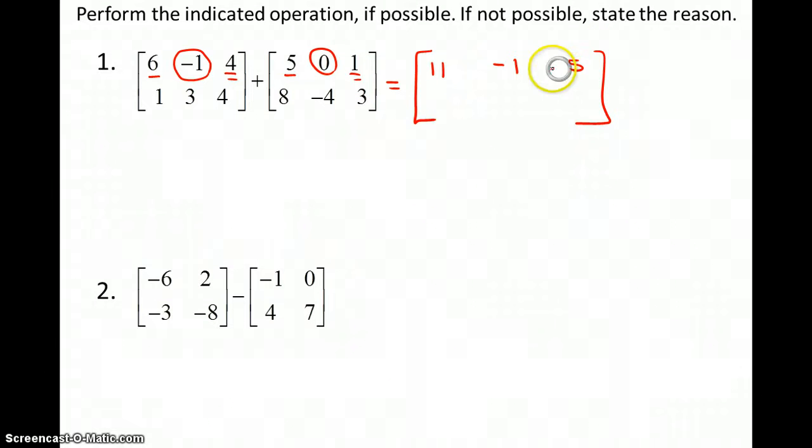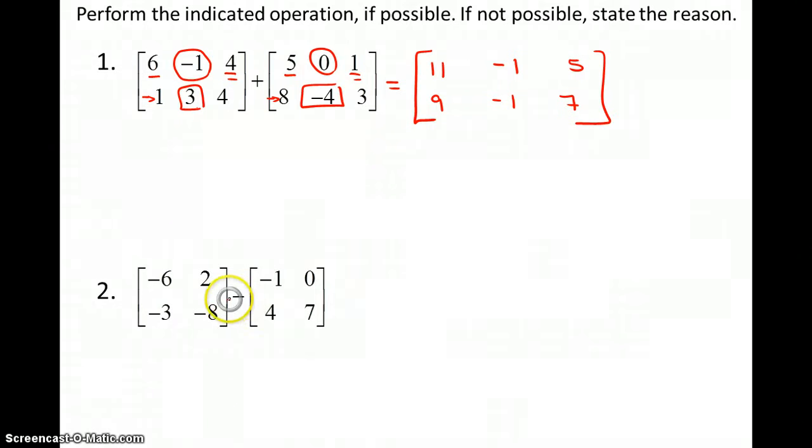You've now completed the first row of this matrix. The bottom row will be found by doing the same thing. This 1 is in the same position as the 8. 1 plus 8 is 9. 3 plus a -4 is -1. And finally, 4 plus 3 gives us 7. And that's what you do to add matrices.